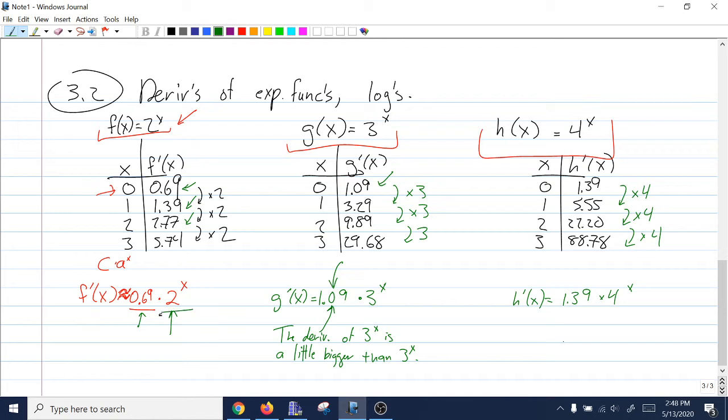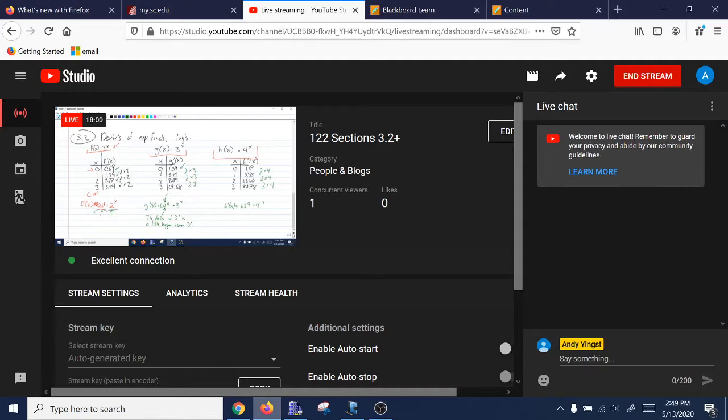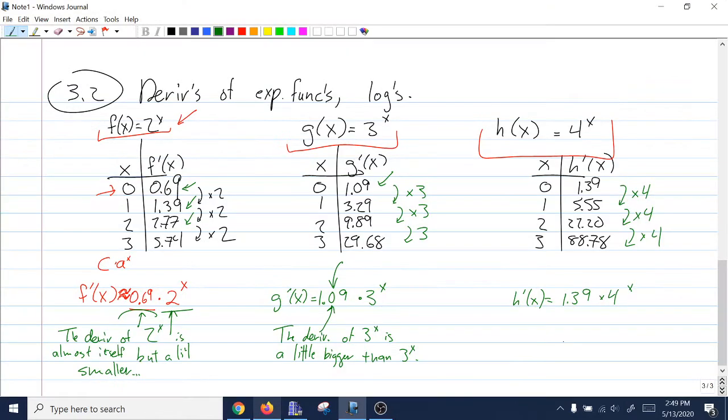And the derivative of 2 to the x, when you multiply something by 0.69, it gets a little bit smaller. The derivative of 2 to the x is almost itself, but a little smaller. And for h, the derivative is itself but much bigger.